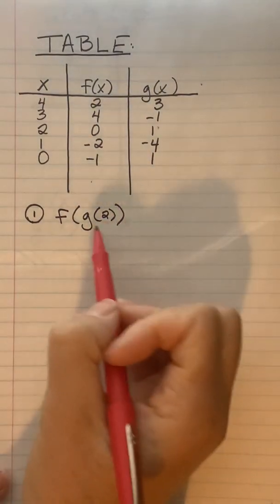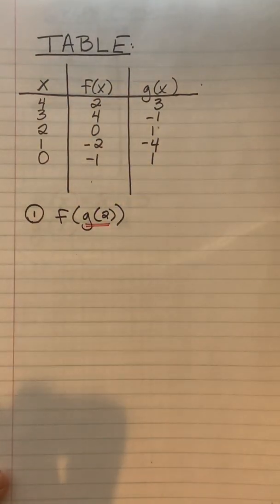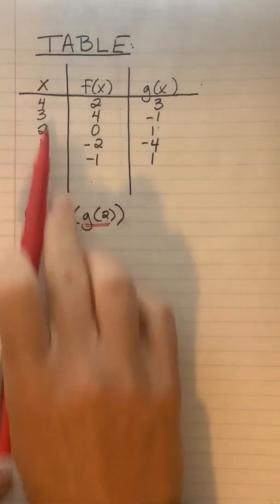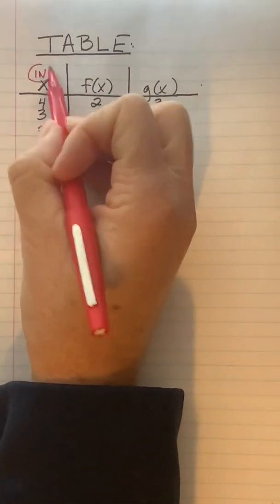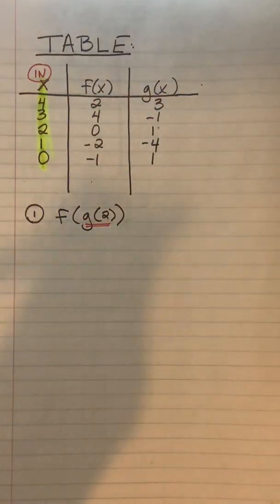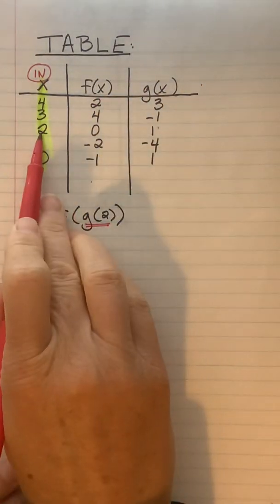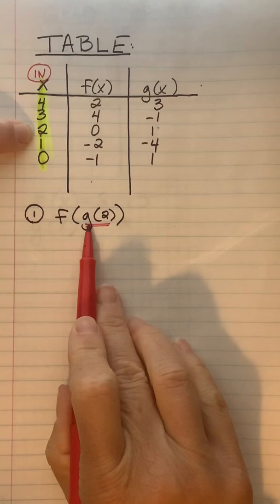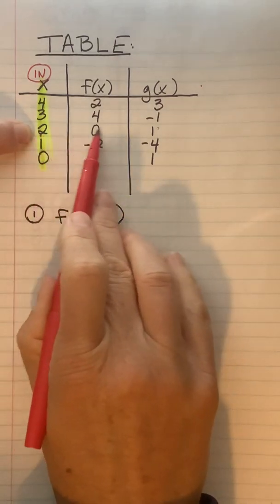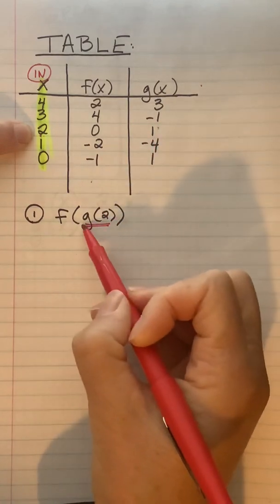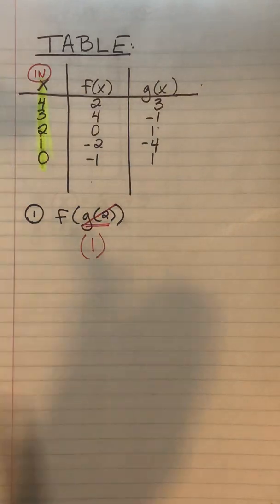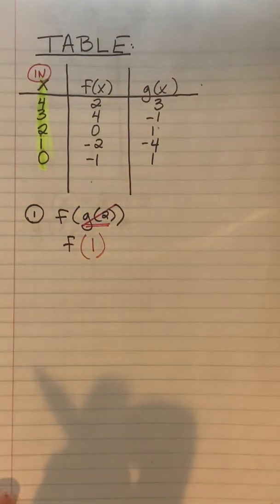So just like early on, take a look at g of 2 first. All right, input of 2. Well, in my table, my inputs are always my x's. Sometimes I even like to highlight my x's. So if I'm going to input 2 into my g of x, the output for g of x is going to be 1. So g of 2 is 1.